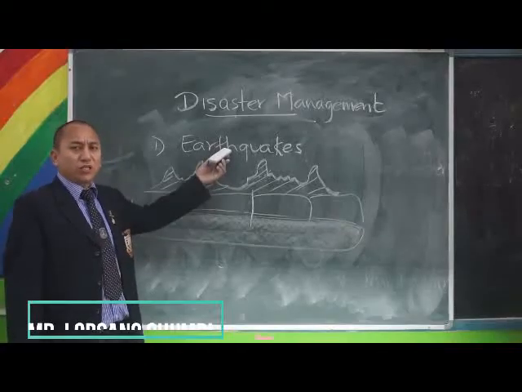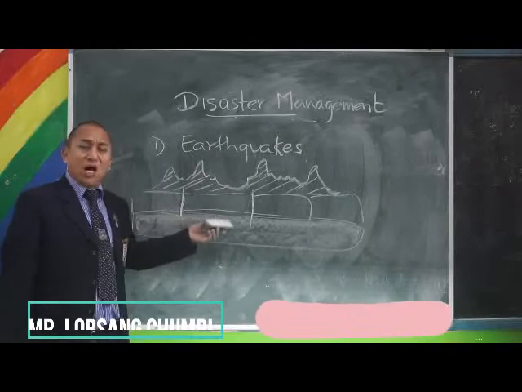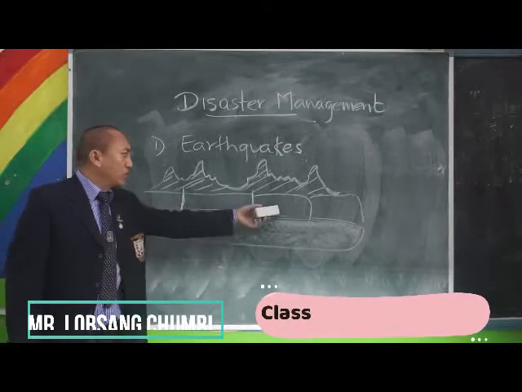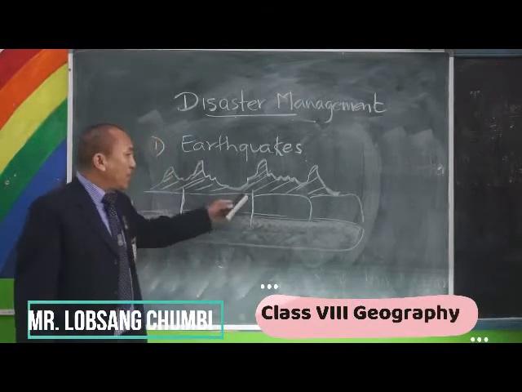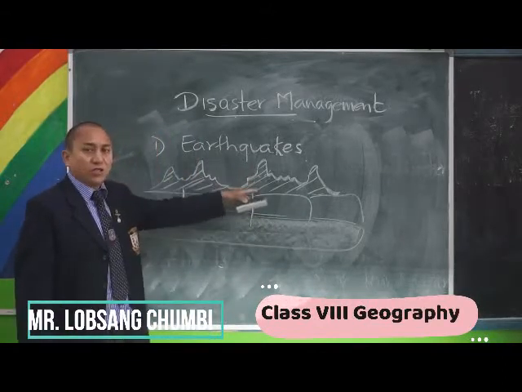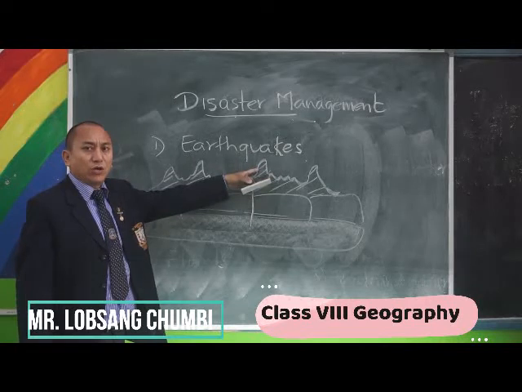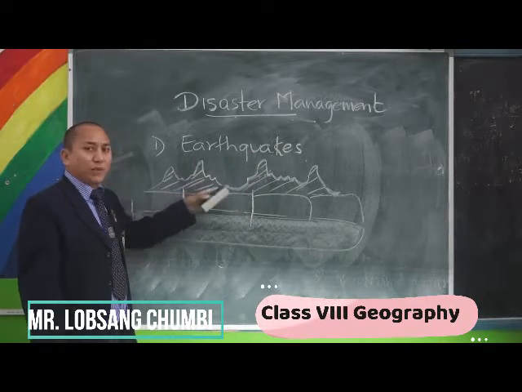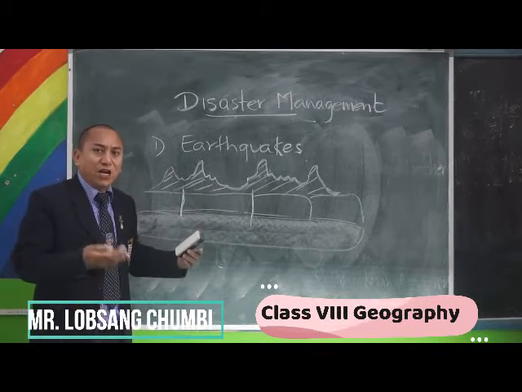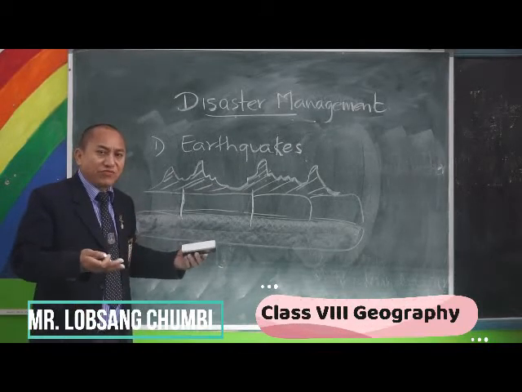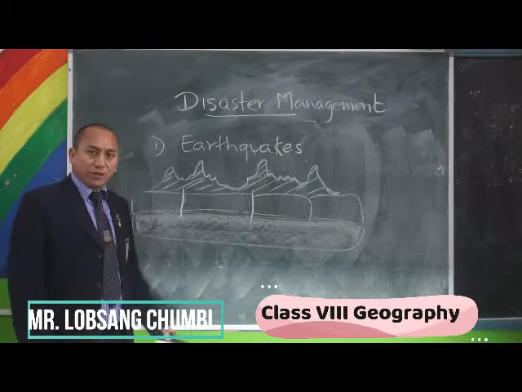Property has been destroyed because of this earthquake. Now, how is it caused? It is caused because of the movement of the tectonic plates. When these tectonic plates move, the vibrations are transferred onto the land, onto the mountains, onto the plateaus where we stand. And therefore we feel the vibration. And when this vibration is felt, we term it as the earthquake.